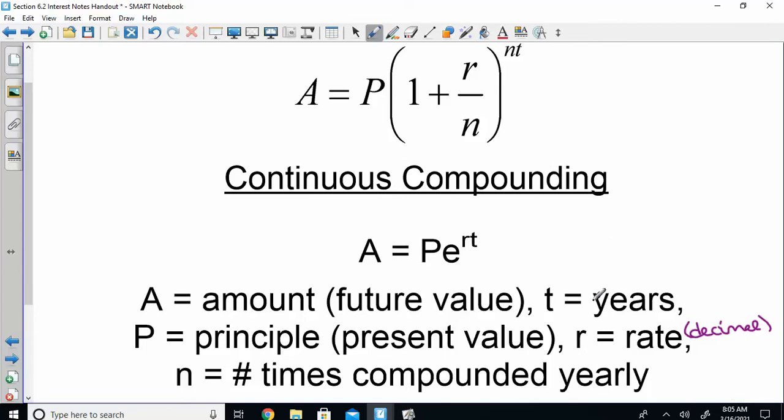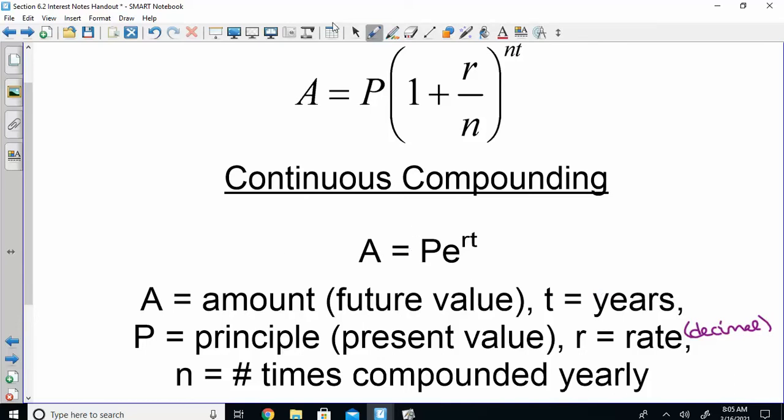So if I said 6 months, what would you use for your T? 0.5, half a year. So always in years. And N is the number of times we compounded yearly, which is kind of talking about that first page. So if I said we're compounding monthly, then your N is 12. If I say we're compounding daily, then your N is 365.